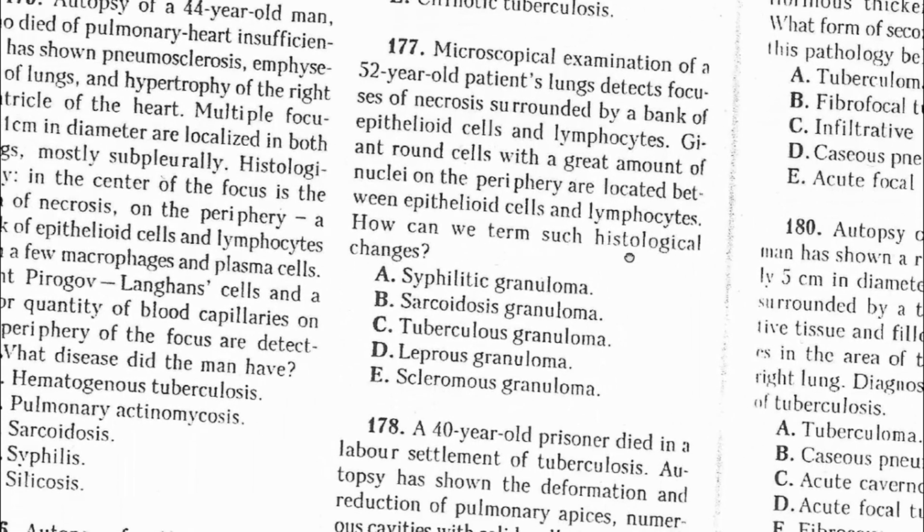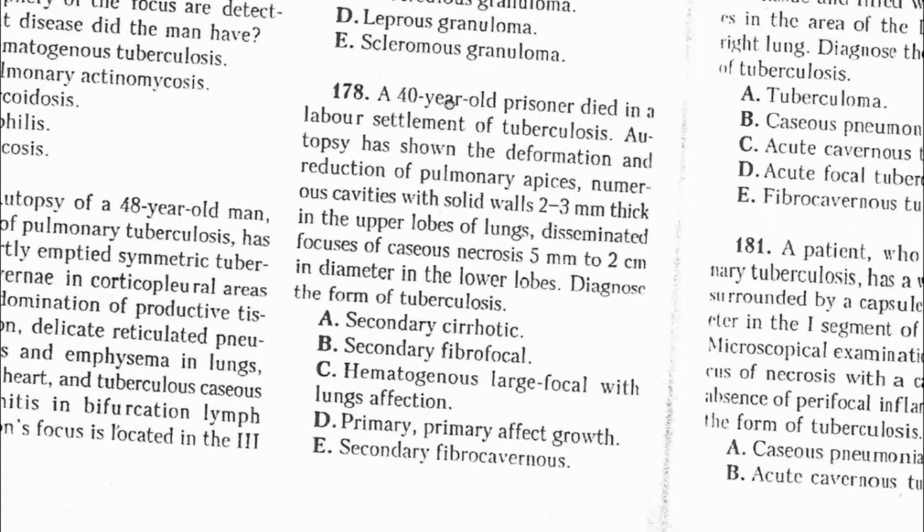77. Microscopic examination of a 52-year-old patient's lungs detects focus of necrosis surrounded by a bank of epithelioid cells and lymphocytes, giant round cells. Giant cells. So what are you thinking of? Tuberculous granuloma. Tuberculous granuloma. All right.